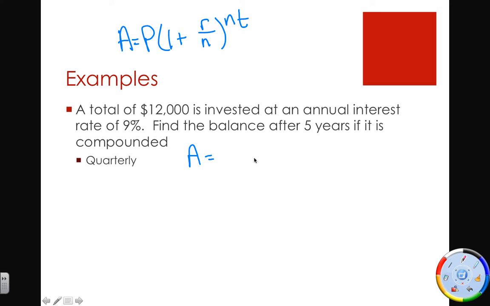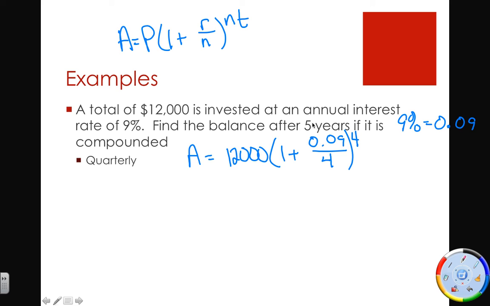So let's plug in what I know. A equals the amount I invest, which is 12,000, times 1 plus my rate. Rate is 9%, which is equal to 0.09. So it's 0.09 over quarterly. Quarterly means every 3 months, and obviously quarterly means 4 times a year. So my N is 4. My T is 5 years, so it's 5.